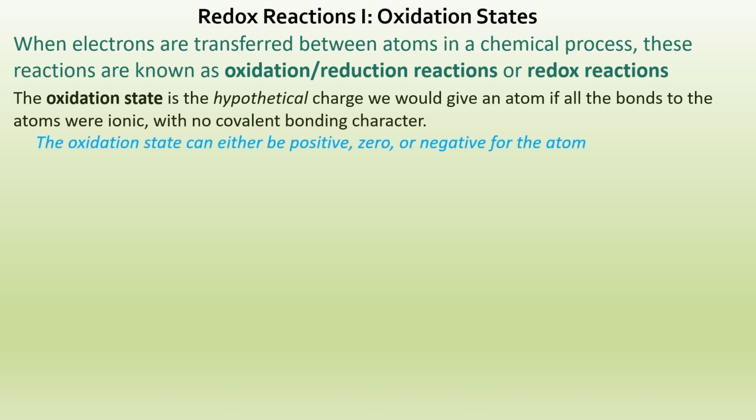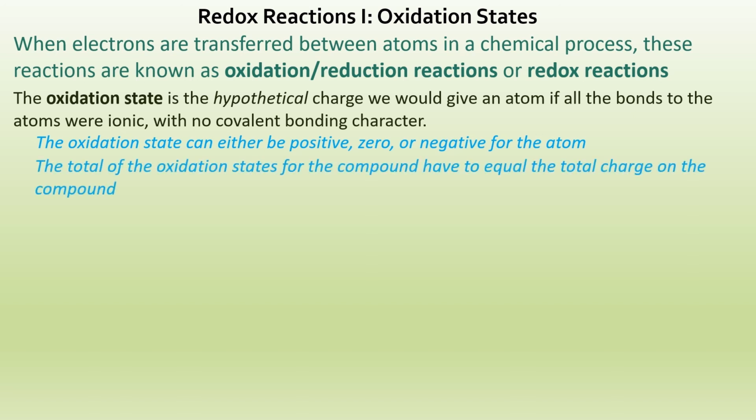Now, the oxidation state can either be positive, 0, or negative for the atom. The total of the oxidation states for each atom in the compound must equal the total charge on the compound. Our job is easier if we're familiar with the common ions for the more common elements on the periodic table. The charges for the atomic species, which is based on proximity on the periodic table to the noble gas configuration, is usually also the given oxidation state for that atom when in compounds and molecules.